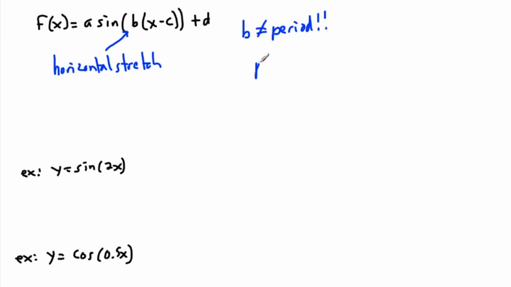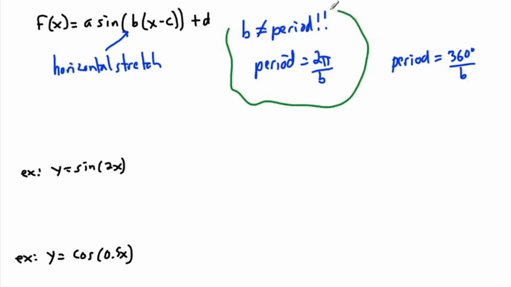Okay, so actually we can say that the period of the graph is 2 pi over b. Or if you're doing it in degrees, because this 2 pi is in radians, we could also say it's 360 degrees over b. So you could also say that if you wanted. But this is the main one that we use here.